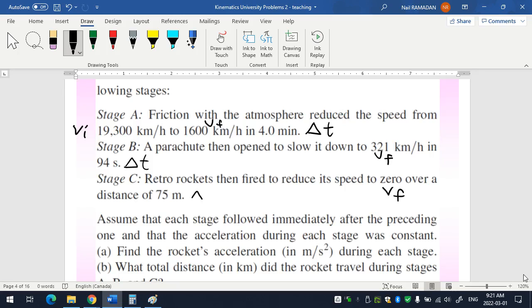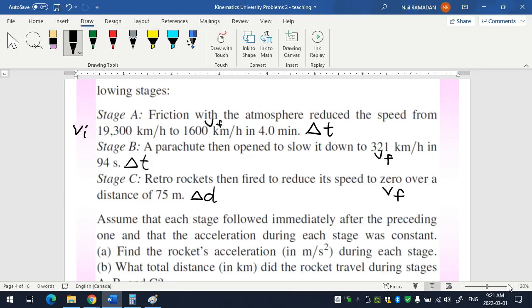Over a distance now, not time, distance. Assume that, as I said, each stage followed with no delay immediately from the stage before it, and that the acceleration during each stage was constant. It wasn't the same each time, but during each stage, it was a constant deceleration, really, not acceleration. But remember, what did I tell you? The only word we use is usually acceleration, but we mean it's negative now. Find the rocket's acceleration during each stage.